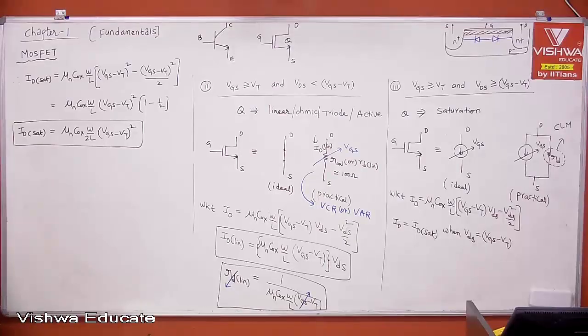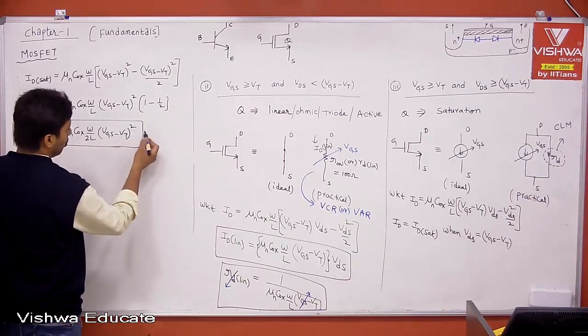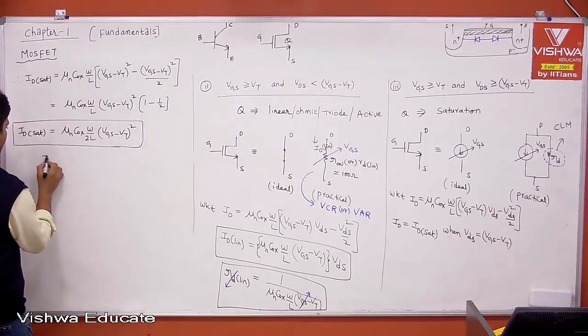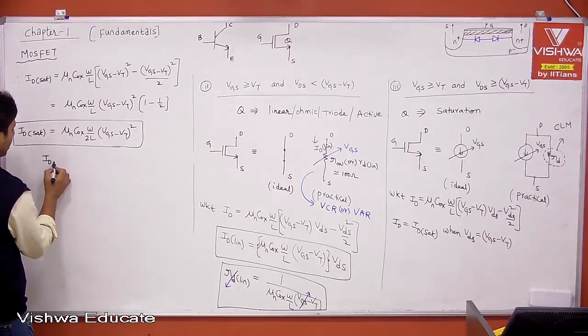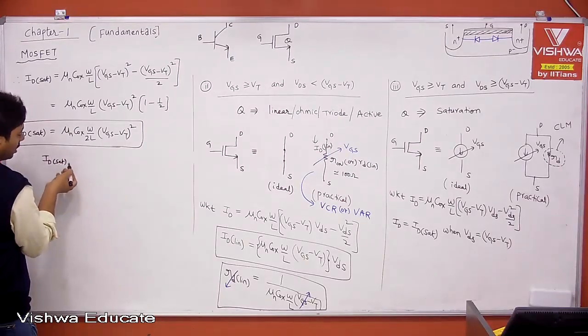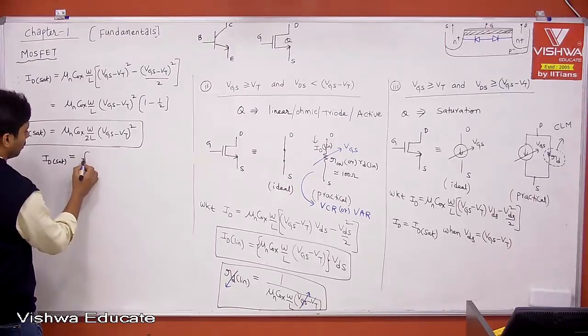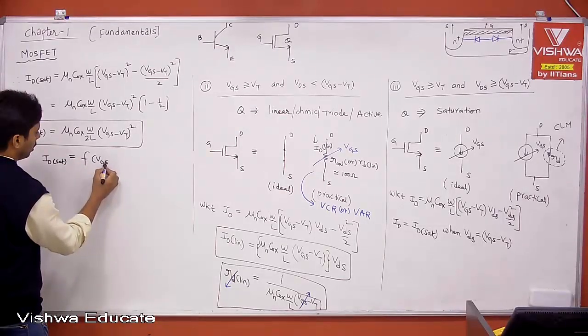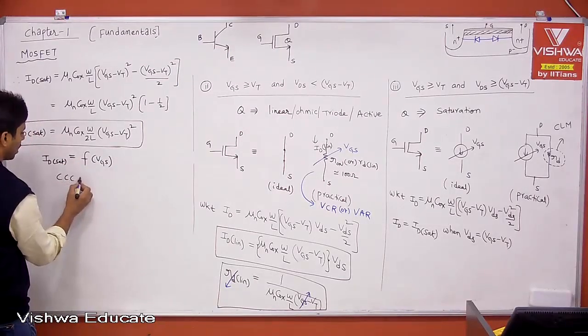This is the saturation current equation. This is our ideal model. This is simply ID sat, which you can call ID default, that is, saturation current is a function of VGS only. Therefore, it is a current controlled current source.